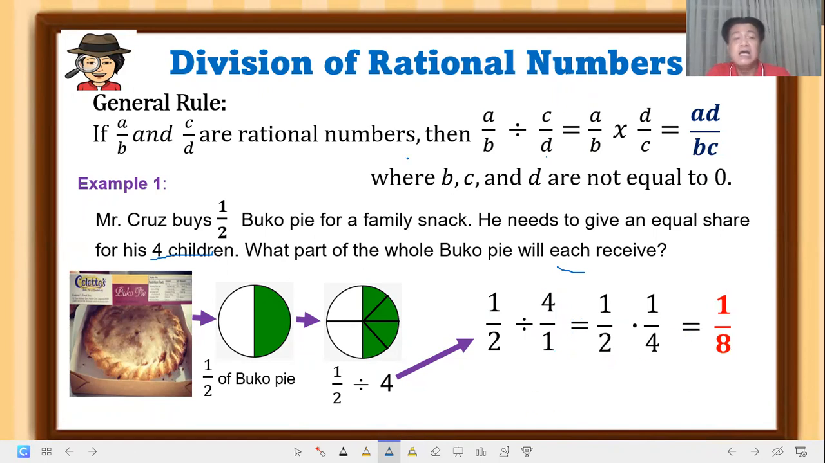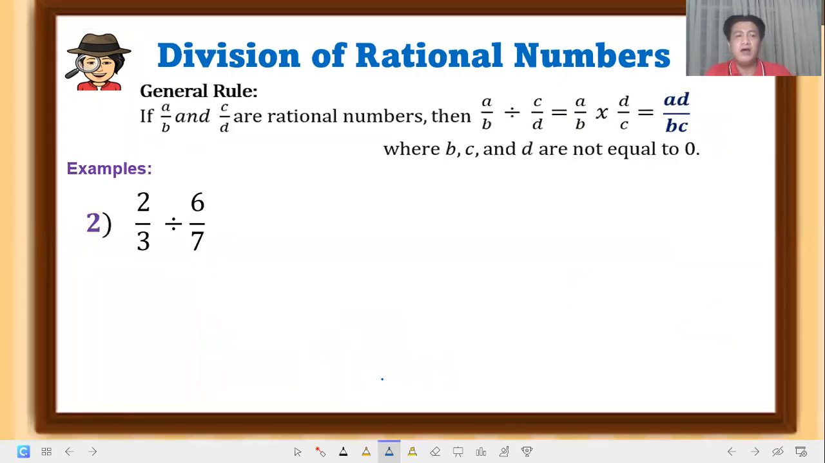Ibig sabihin niyan, ang bawat isang anak ni Mr. Cruz ay makakatanggap po ng 1/8 of buko pie. Di ba ganun lang siya kaliit ito? Di ba dapat ganun pagkakasyahin natin? Okay, so let's have example number 2.